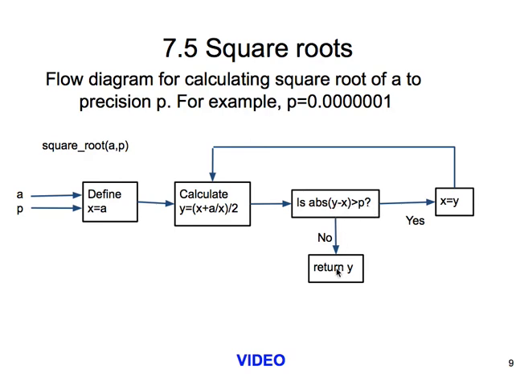So I get out of the loop and I just return y, because y at that point will be equal to the square root of a at the precision p I'm interested in.